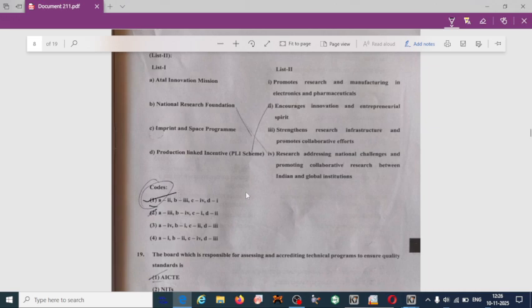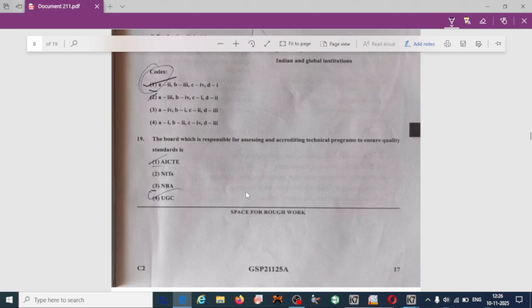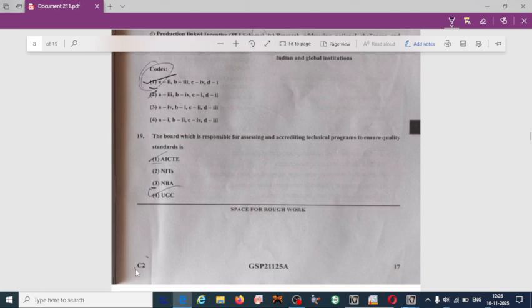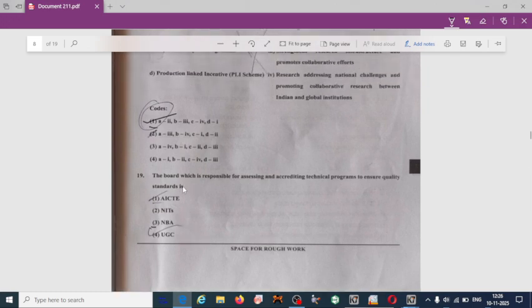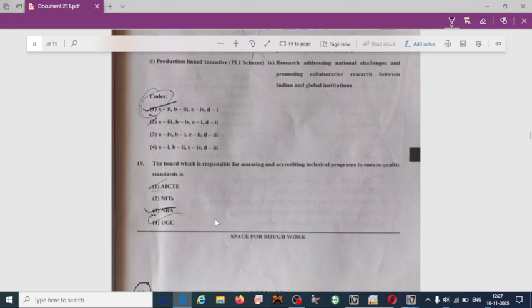This paper is for C2, the code C2 I am mentioning here. So whichever may be the paper, you should know the correct answers for the questions. The board which is responsible for assessing and accrediting technical programs to ensure quality standards is NBA. Option 3.